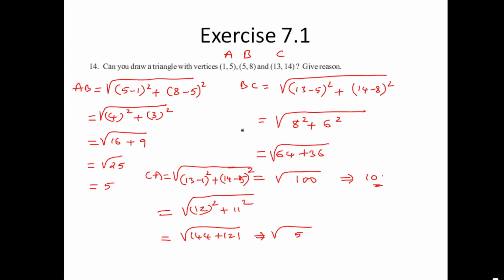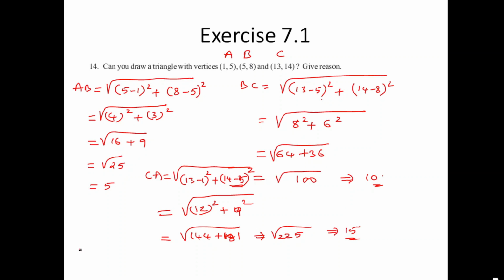Wait. I think we did something wrong here, right? Yes. This value becomes 9 square, so this becomes 81. So now you have 144 plus 81, which is 225. Right. The root value of this one is 15.